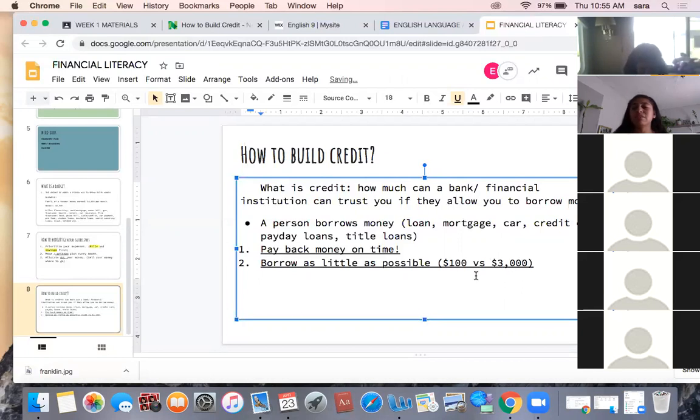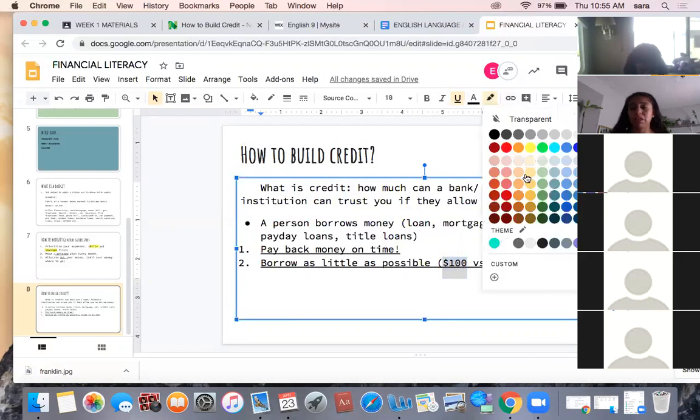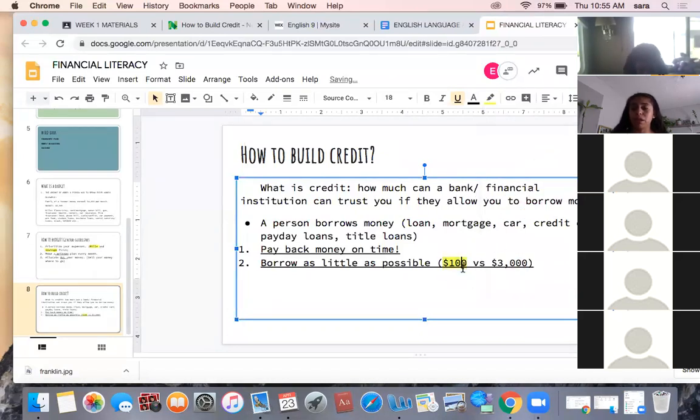Which one is easier to pay back? Pretty obvious, right? $100 is a lot easier to pay back than $3,000. Now you may need $3,000, but it won't be as easy to pay these back the next month in full. A lot of people borrow too much money and then they can't pay it back, and that's when they fall again through the cracks.